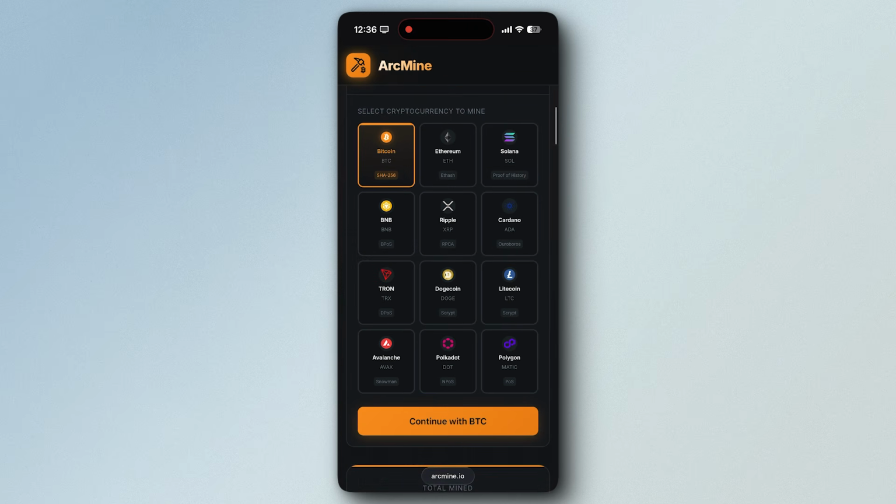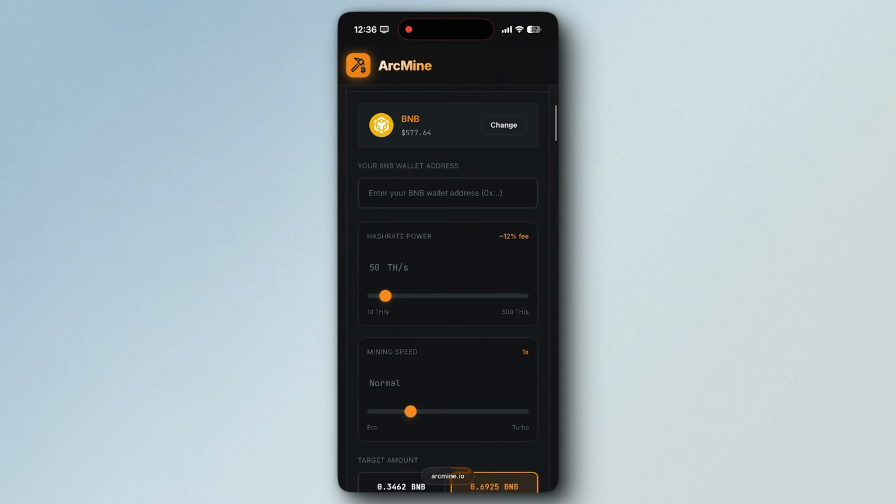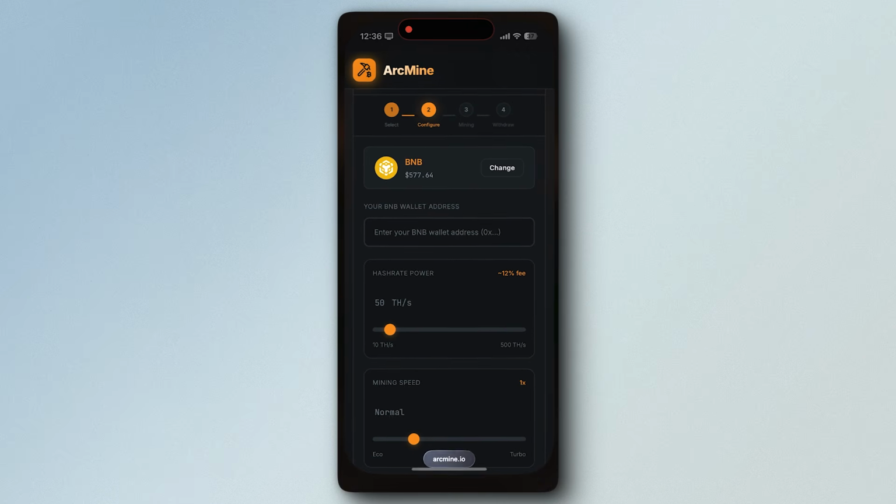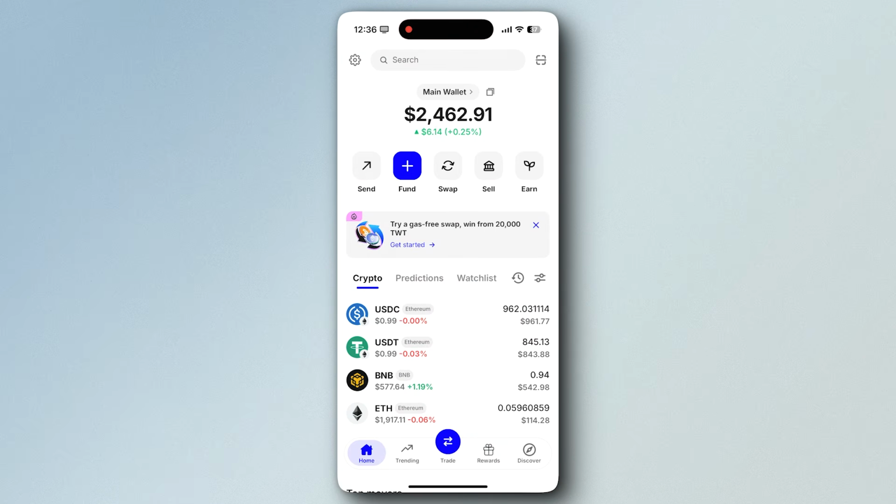So, token selection. This system runs on multi-chain protocol, which in practice means no fixed dependency on any single network, and market conditions don't restrict what's available. Just pick what makes sense at the moment. I'm going with BNB. It's been holding strong, and the ecosystem activity around it right now makes it a solid pick. Okay, then receiving address. Paste in BNB address, nothing complicated about that step.